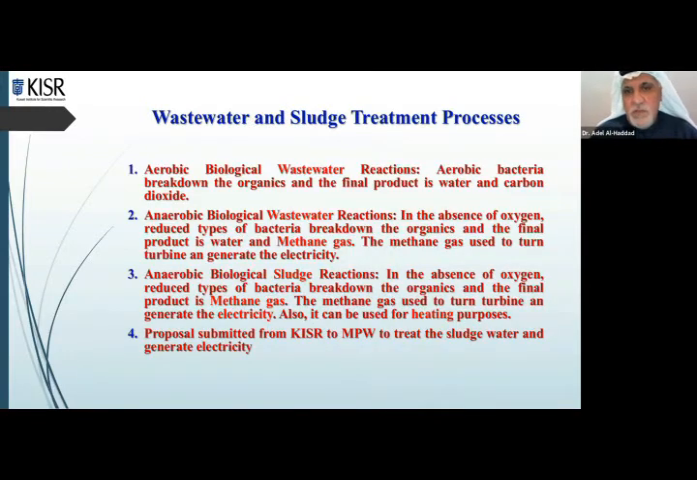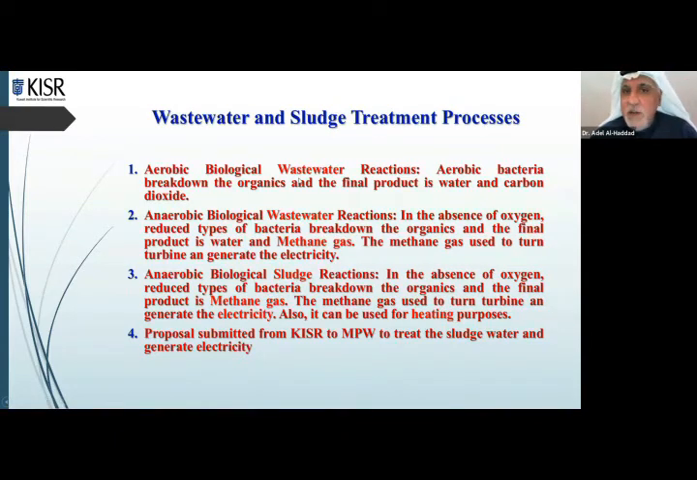Now, within wastewater, I'm very interested in the biological reactions which produce energy. We have aerobic biological wastewater reactions, and we have anaerobic biological reactions, and we have another anaerobic biological reaction, but this is for sludge, not wastewater. Number 3 is for sludge reaction. And we will update you on what KISR is doing in that field.